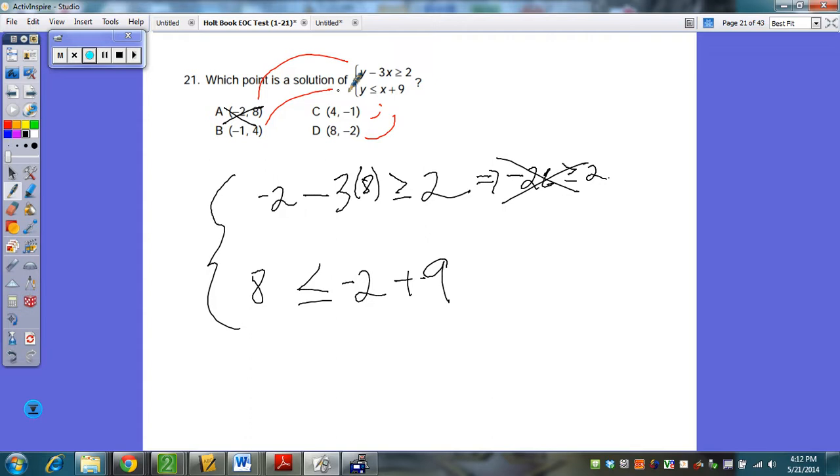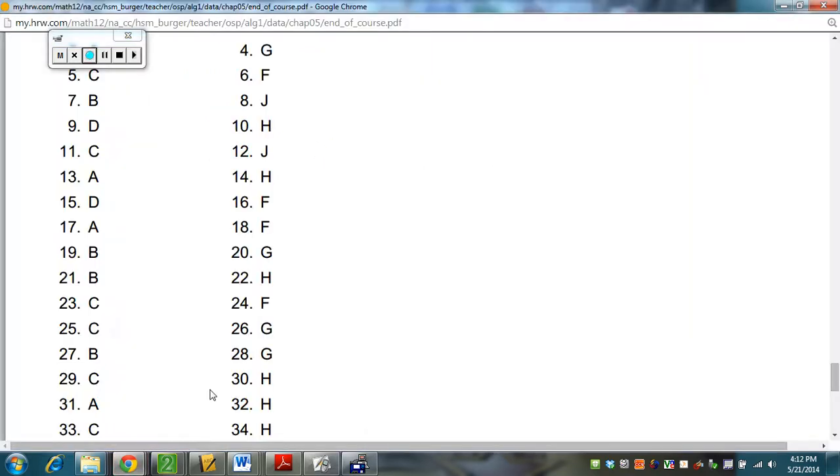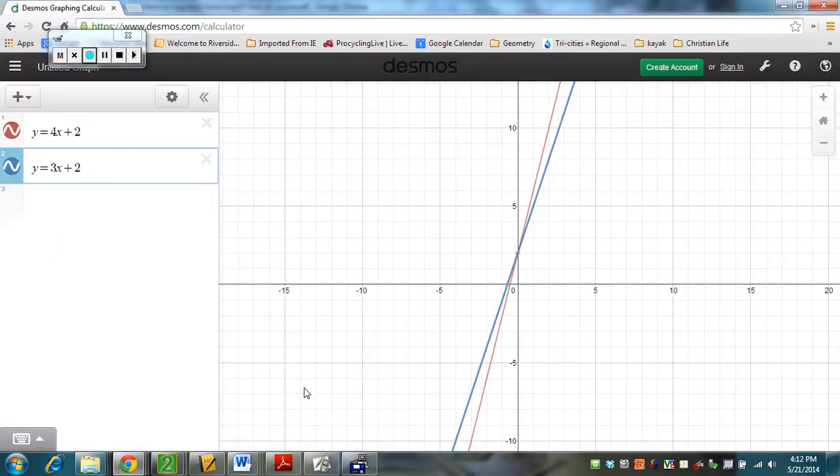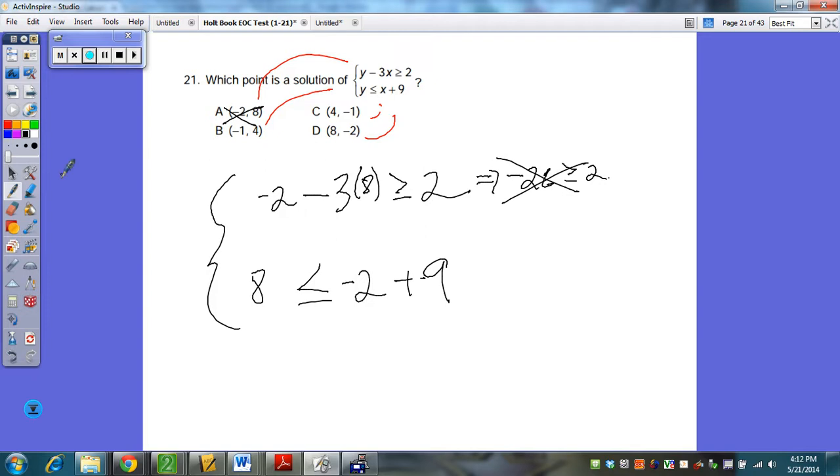Now, if you plug in each one of these into that system of inequalities, we will see which one works. And ultimately, 21, B is the answer. If we were to plug in B into this inequality, it would work for both of them. So that means that it's the solution.